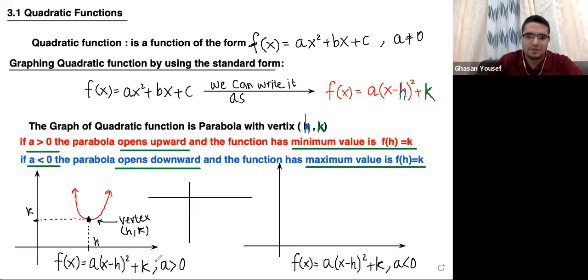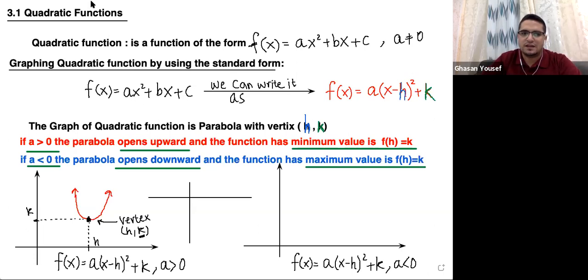And at the same time, because a is positive, the function has a minimum value, f of h equal k. So this function has a minimum value, and the value is k. The minimum value is k, or f of h. This point here is my minimum value.